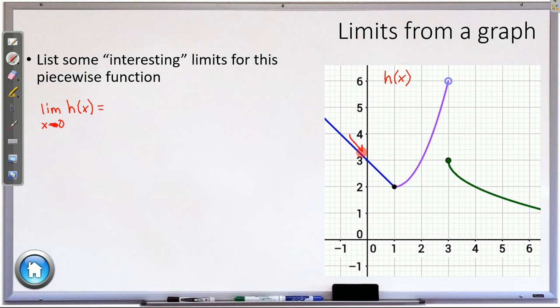Our function is coming down this way or up this way. And so what number are we getting closer and closer to? 3. Okay. But there are some slightly more interesting ones. I would say this is a more interesting limit because we're going from a linear to a quadratic. So as I come this way on the linear, and as I come this way on the quadratic, I'm getting closer and closer to 1 of my function. What number are we getting closer and closer to? Well, the arrows do in fact line up here right at 2.